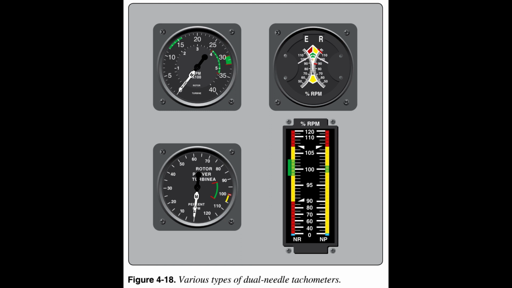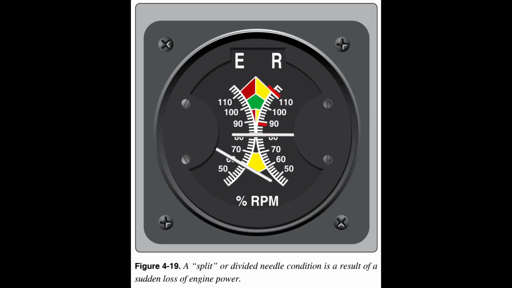In normal conditions, when the rotor is coupled to the engine, both needles move together in the same direction. However, with a sudden loss in engine power, the needles split, showing that the engine and rotor are no longer coupled as the clutch has disconnected. Figure 4.19.